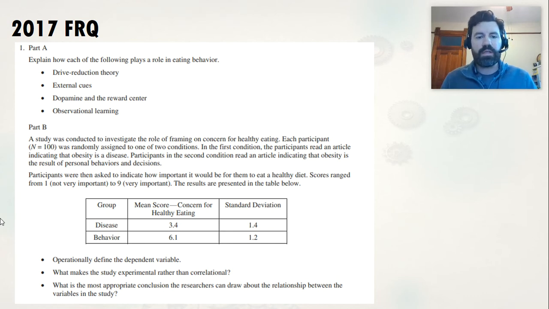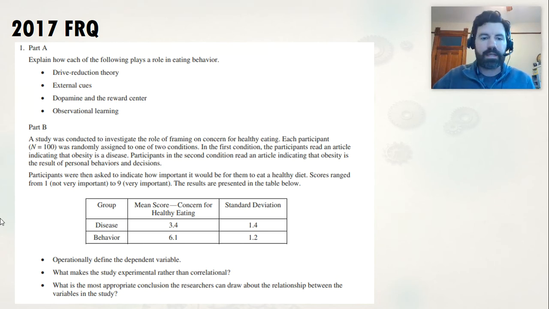Well, what they're measuring here is how important they believe it is to eat a healthy diet. But that's not enough. You have to operationally define that. And so, well, how do we know how important? It's on this scale of 1 to 9. And you would have to write that out, like a self-reported scale of not very important to important. It's an operational definition.